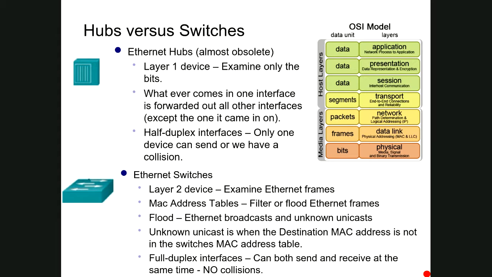So unknown unicast is specified as when the destination MAC address is not yet in the switch's MAC address table. Another great advantage of Ethernet switches is they're full duplex. They can send and receive at the same time. There's never any collisions in any Ethernet switch unless you do something stupid like plug a hub in your office and plug 4 devices in your office together. Then your 4 devices can't actually collide with each other.